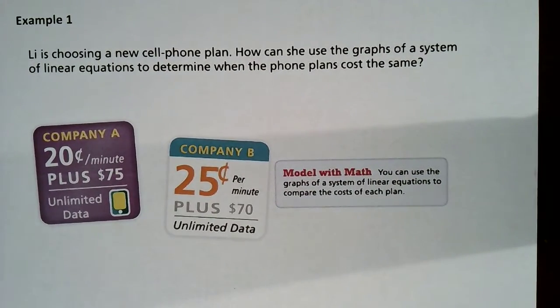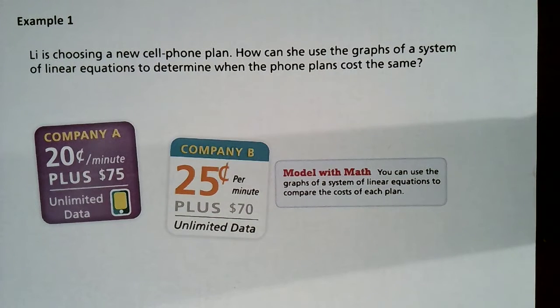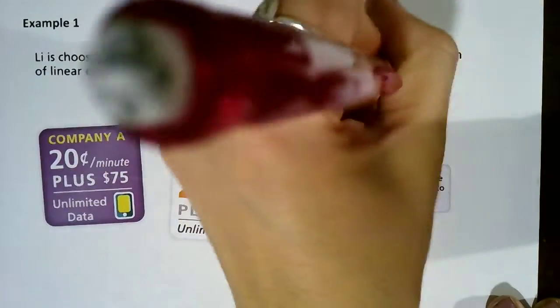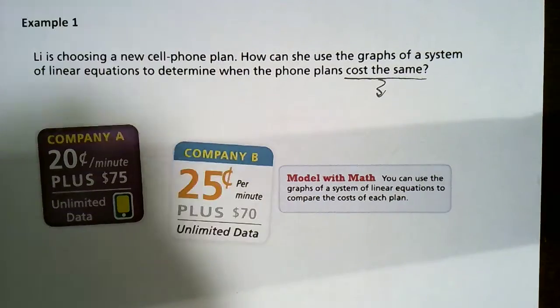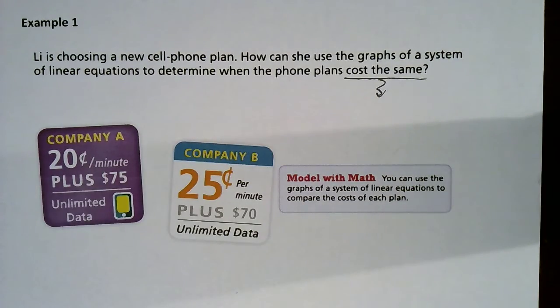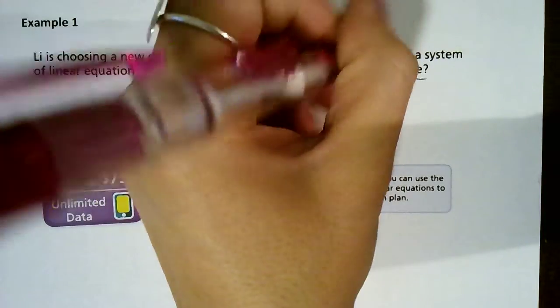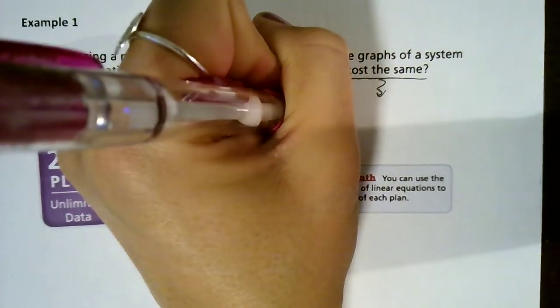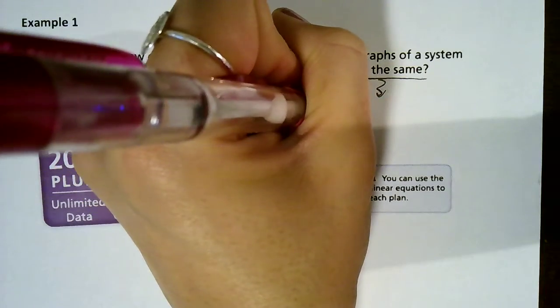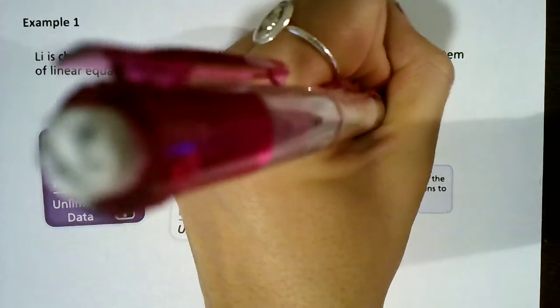So Lee is choosing a new cell phone plan. How can she use the graphs of a system of linear equations to determine when the phone plans cost the same? Okay, so cost the same, what we're looking for here again is when these equations are equal to each other, or when they have the same x and y value. And because we're going to be graphing in this section to solve these equations, this is going to be the point where the lines intersect, okay? So we're looking for a solution to the system of equations.